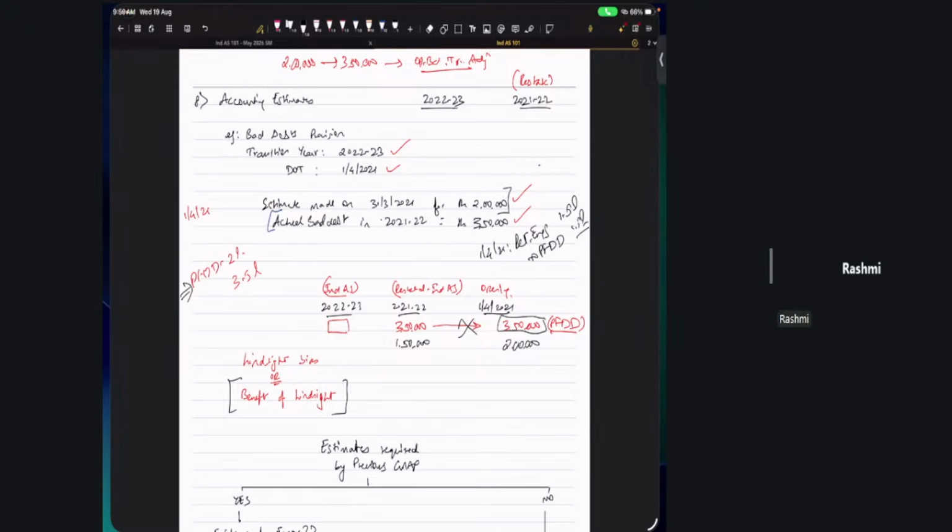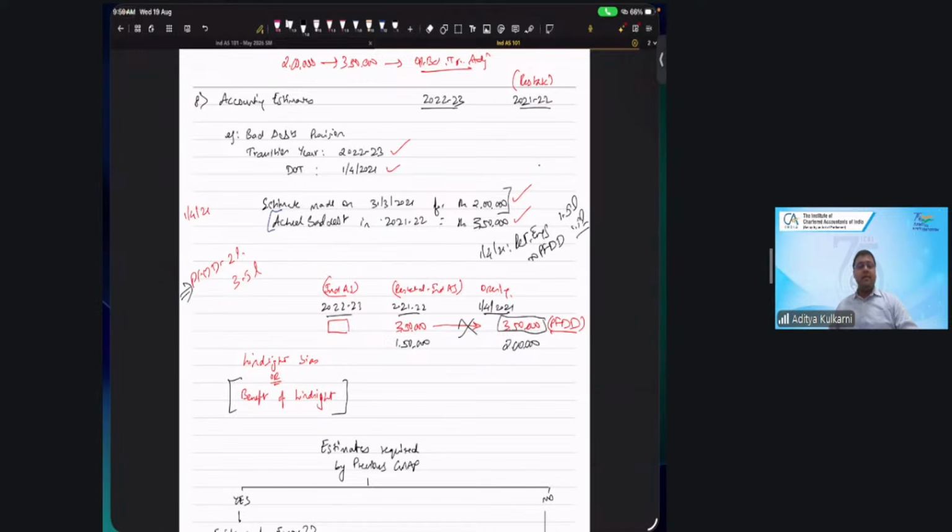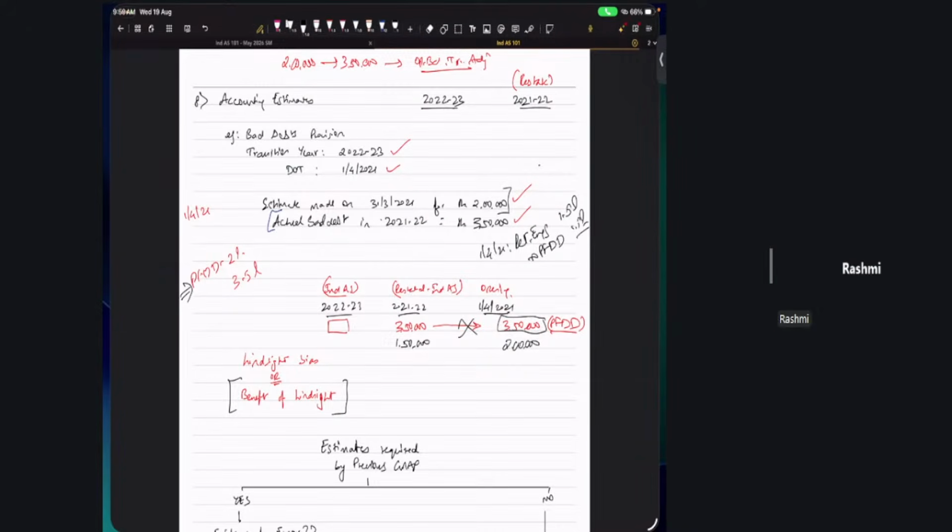Yes, sir. When you look back, vision is always 20/20, perfect vision, because the events have already happened. But if you stand on 31st March 21, the event has not yet happened. So your estimate of 2 lakh is perfectly reasonable on 31st March 21. The 21-22 bad debt loss of 1,50,000 should appear in the P&L because that was on account of your lower estimate that was done on 31st March 21. Do you understand? Yes, sir.